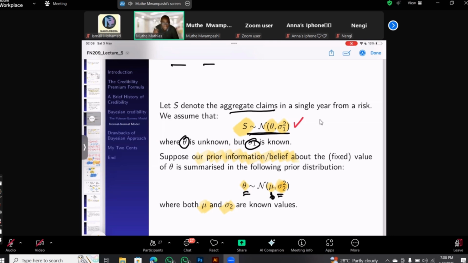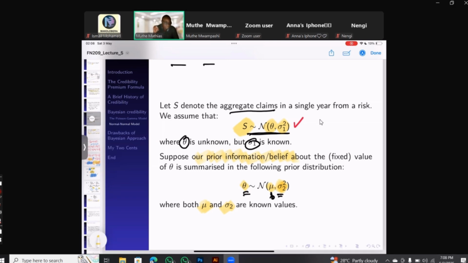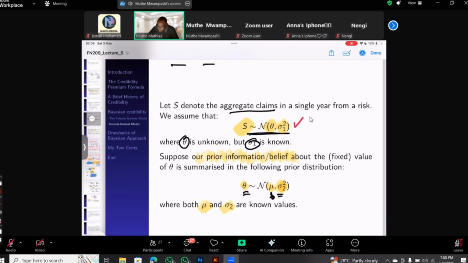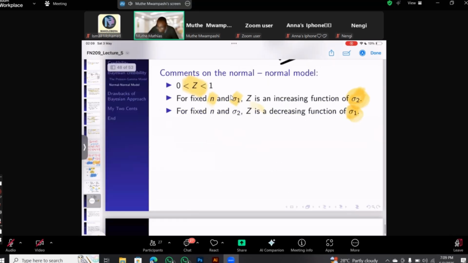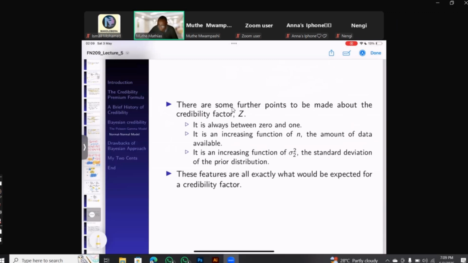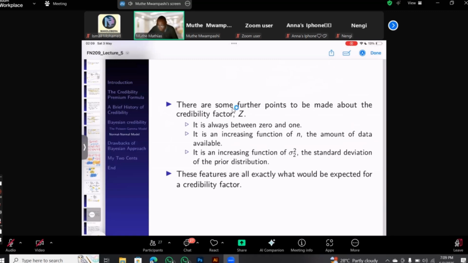So if there is high variability in the data from the risk itself, your Z should be small, meaning that we cannot trust the data from the risk itself. Instead, we have to trust the collateral more, right? So you will find that Z is an increasing function of sigma 2, but a decreasing function of sigma 1, right? So I want you to understand why these are the cases. Of course, this is just the explanation of what we covered. And I just want to end with these two slides here.